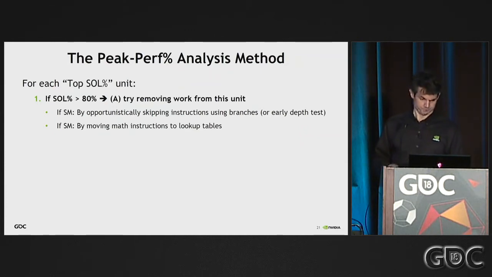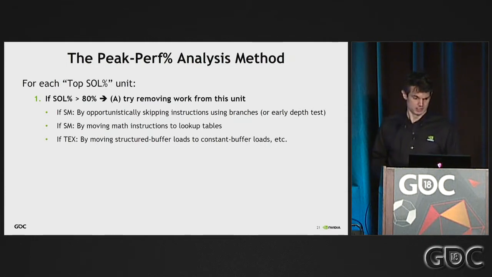If you have a lot of math instructions and you're SM throughput limited, and also if the TEX unit is not saturated, you can try moving math instructions to lookup tables in the TEX, that will be fetched via the TEX unit. Or if you know you're TEX throughput limited, and you are doing a lot of structured buffer accesses, and the structured buffer accesses are always accessed in a uniform way, where all the threads are accessing the same data, you can then move the structured buffer loads to constant buffer loads. Because structured buffer loads are performed on the TEX unit, and constant buffer loads are performed on the SM. So that's another way to move work over to the SM.